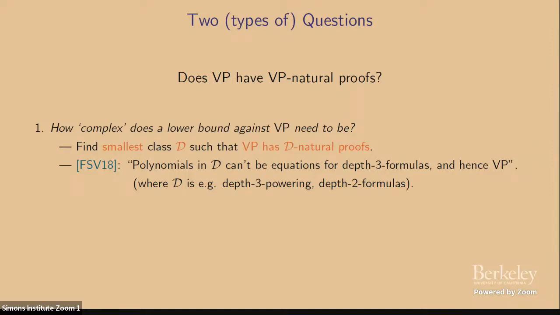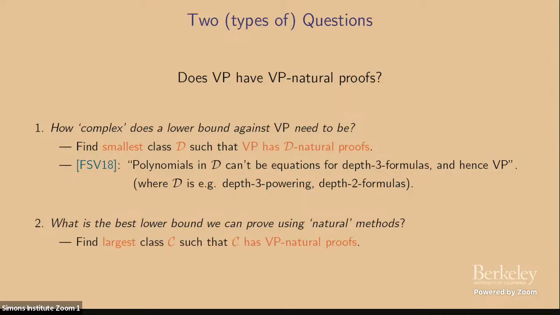This is one kind of question. The other kind of question is, if you believe VP natural proof is a general template, what kind of lower bounds can you prove using this natural template? So what is the best lower bound you can prove using natural methods? What are the largest classes C such that C has VP natural proofs?